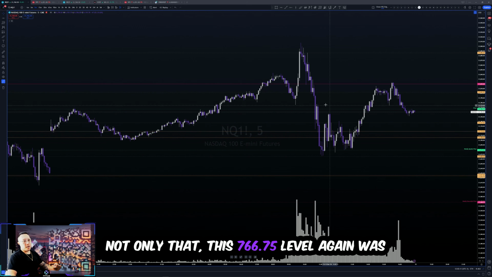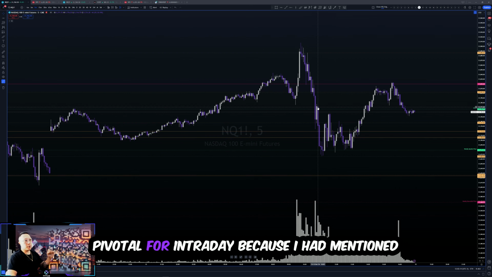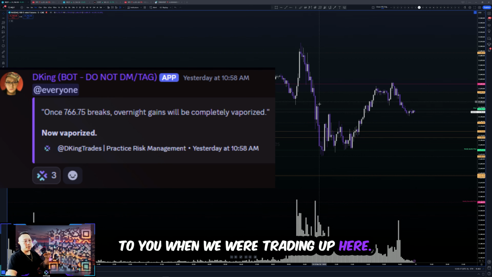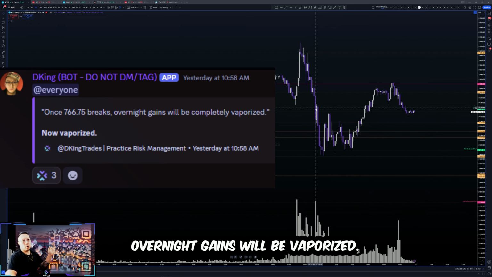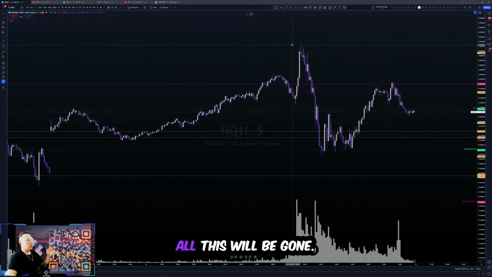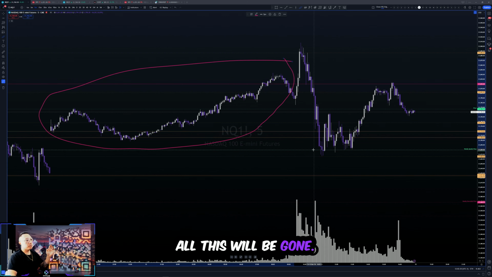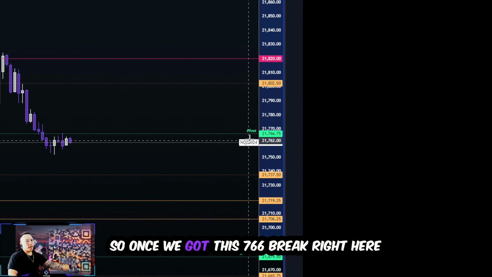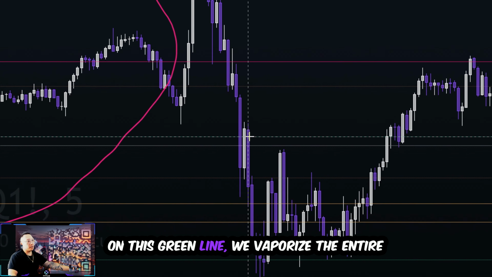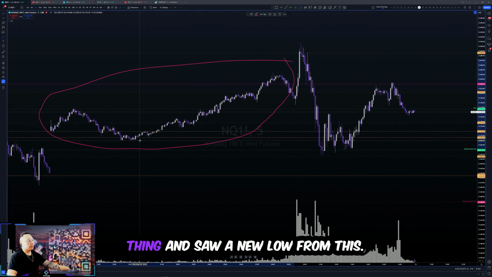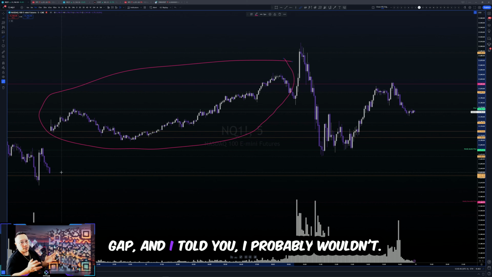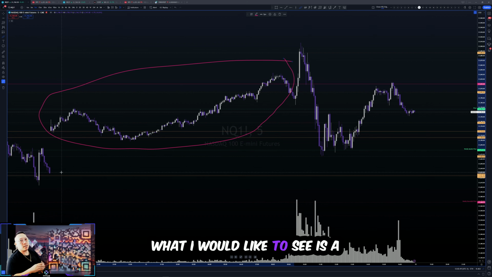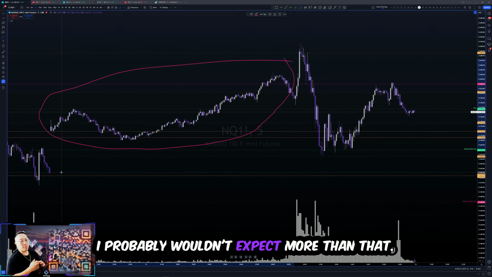Not only that, this 766.75 level, again, was pivotal for intraday because I had mentioned to you when we were trading up here, if they give up 766.75, the entire overnight gains will be vaporized. All this will be gone. So once we got this 766 break right here on this green line, we vaporized the entire thing and saw a new low from this. We didn't get the full gap fill, and you guys had asked me if I would expect a full gap fill, and I told you I probably wouldn't. What I would like to see is a retest of the weekly upside pivot. I probably wouldn't expect more than that.